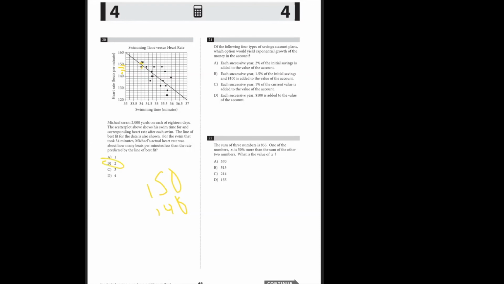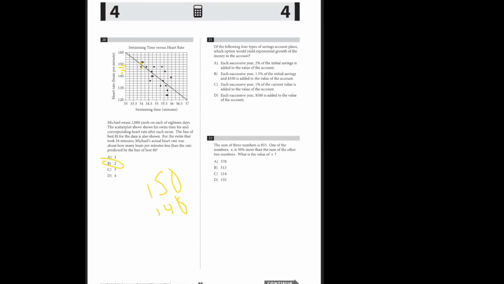So number 21. Of the following four, oh, I guess that it's not a two-part question, but I guess I'll do 21 too because it's also a good test of exponential growth and things like that. So of the following four types of saving account plans, which option would yield exponential growth of money in the account? So really you just have to think about it and which one won't be linear, and it should be pretty obvious when you look at all of them.